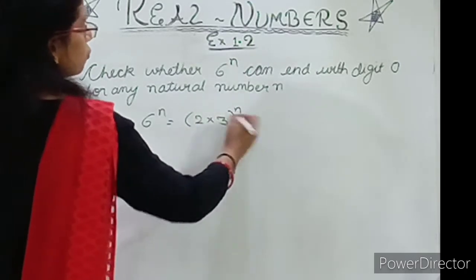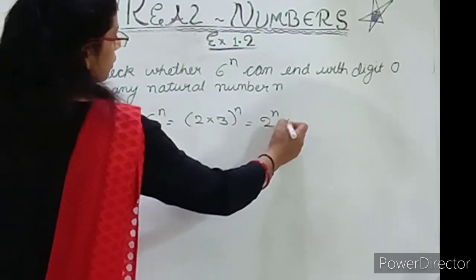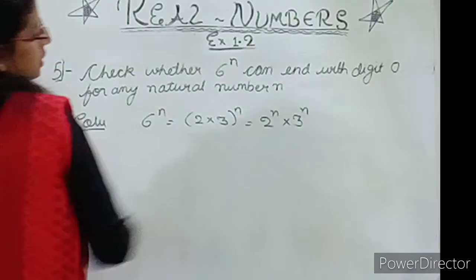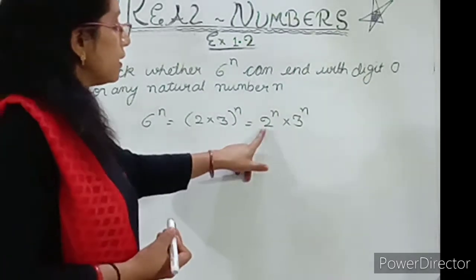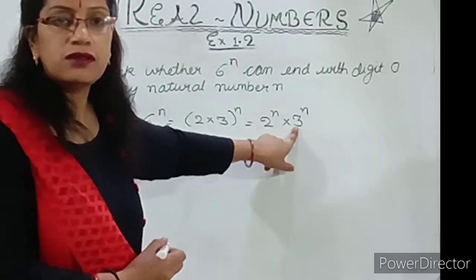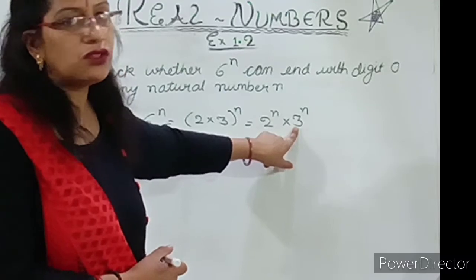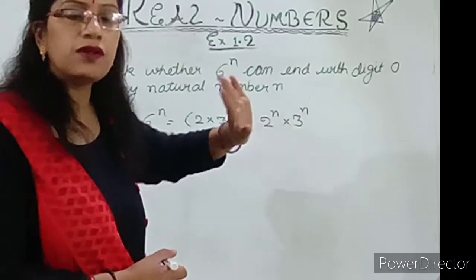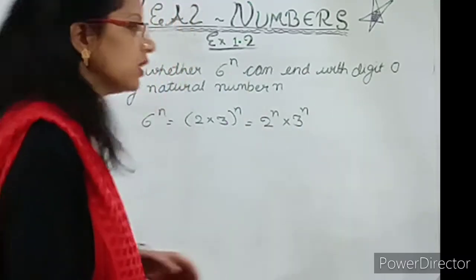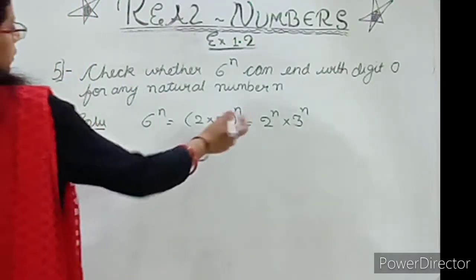Again, if we just open it, we can write 2 raised to the power n into 3 raised to the power n. So you can see here 2 and 5 should be there. Then it will end with digit 0. If 2 and 5 both are not there, it will not end with digit 0. Okay, so what will you write?